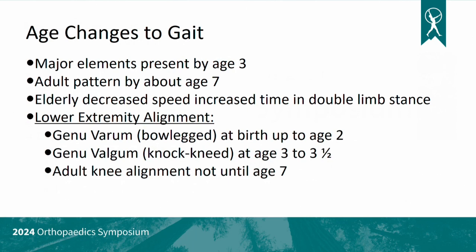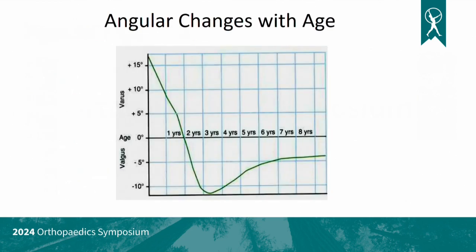Also, just a couple comments about alignment of the legs, because I get a lot of questions about this. I get a lot of children that are referred for bow-leggedness or knock-kneed or in-toeing or out-toeing, and I have a section at the end of the talk about in-toeing and out-toeing. But if you look at alignment to angular change of your knee, when children are born, they almost always have a little bit of a varus alignment, which is bow-legged.